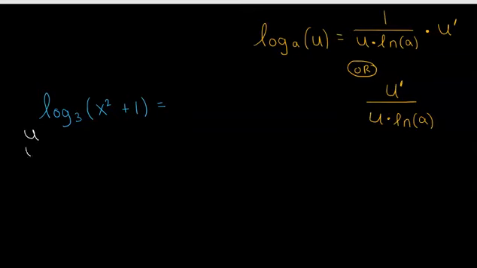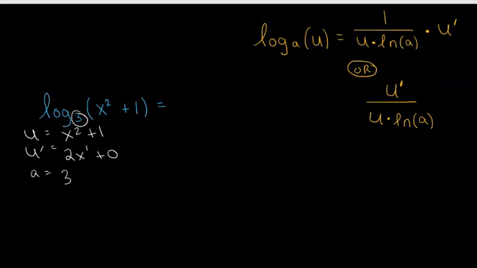We have u, then I have the derivative, and then I have the letter a. So the u is literally every single thing inside this whole entire parentheses, so that is going to be x squared plus 1. The derivative is going to be 2x plus 0. That 1 is a constant, so it's a 0. The a is a 3. I got it from right here.